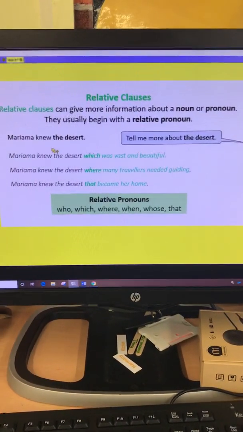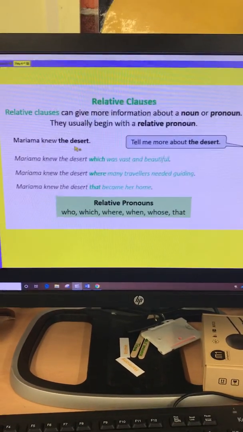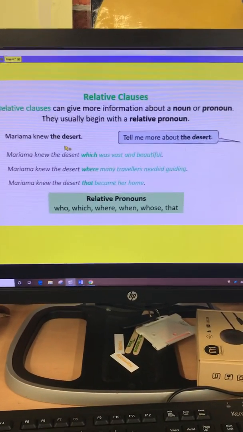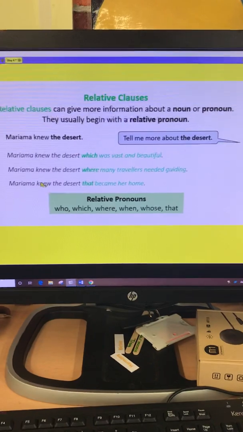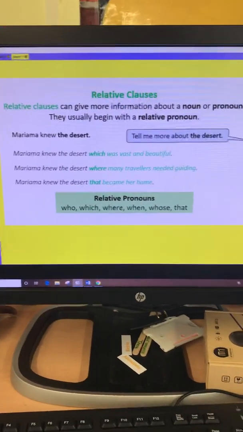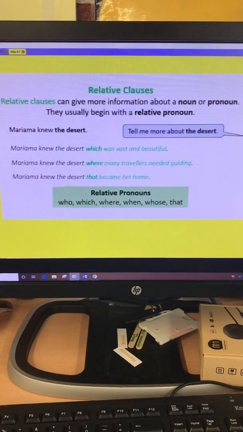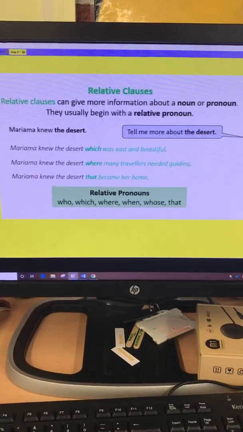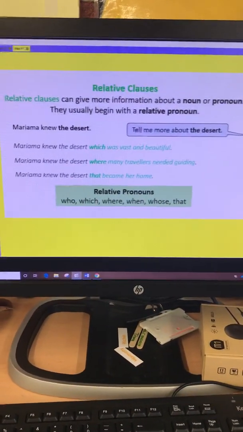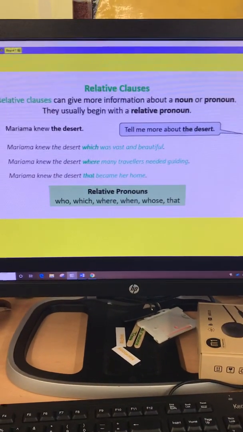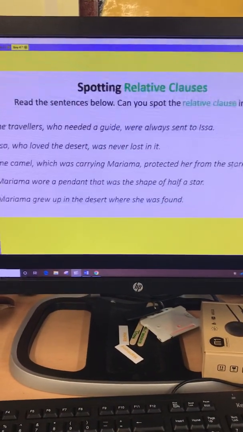We've got the same thing here. We've got: Mariama knew the desert. We want to know more about the desert. And here are some examples of how you could do that using relative clauses. So, Mariama knew the desert, which was vast and beautiful. Mariama knew the desert, where many travellers needed guiding. Mariama knew the desert, that became her home.